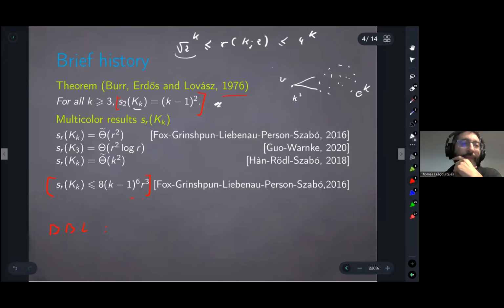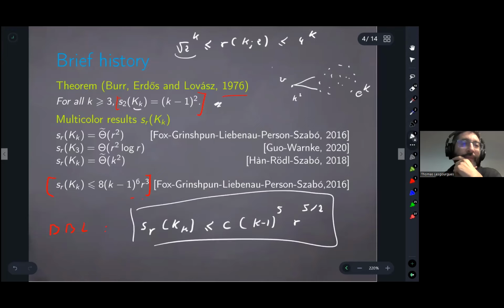What we did is we proved that we actually improve the exponent for both terms. So we go to the 5 and we go to the 5 half. Okay. So that's the result I want to explain to you today in the 10 minutes I have, more or less.